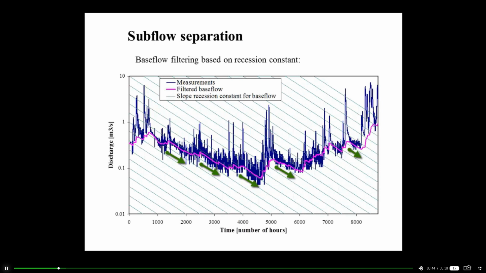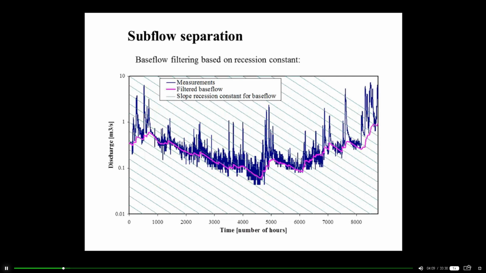We call this behavior exponential recession. So the flow is decreasing in an exponential way. But because of the log scale, the exponential decrease becomes a linear decrease. Now the sloped lines, the green lines in this case, in the plot, show the typical slope that the base flow follows during those dry periods.